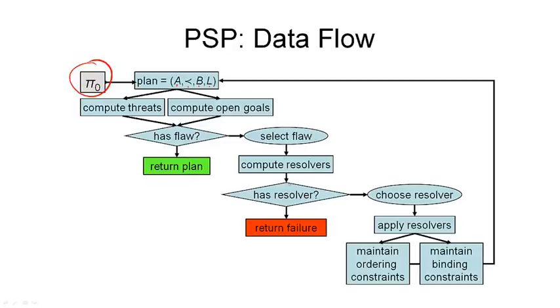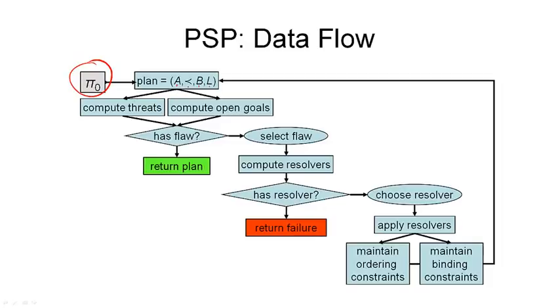However, if there are flaws in the plan, then we've got to select one of these flaws and compute the resolvers. If there are no resolvers for the selected flaw, then we can return failure, because this plan can never be refined into a solution plan. If there is a resolver, then we've got to choose one of the possible resolvers and apply it, and while we apply the resolver, we've got to maintain our ordering constraints and our binding constraints such that variable bindings and orderings are always consistent. Then we go back in our loop and start at the beginning with the partial plan that we consider.